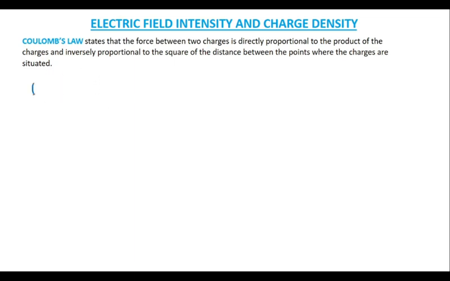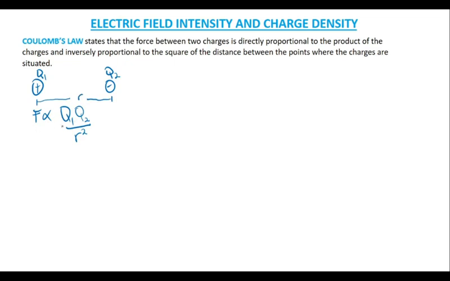Assuming we have a charged body, either positive or negative, let me use positive here, and then another charged body which is negative over here. Coulomb is saying the force of attraction between these two bodies is proportional to the product of their individual charges Q1 and Q2, assuming this one has a charge of Q1 and this one has a charge of Q2, and inversely proportional to the square of the distance between the two points where the charges are located, R.